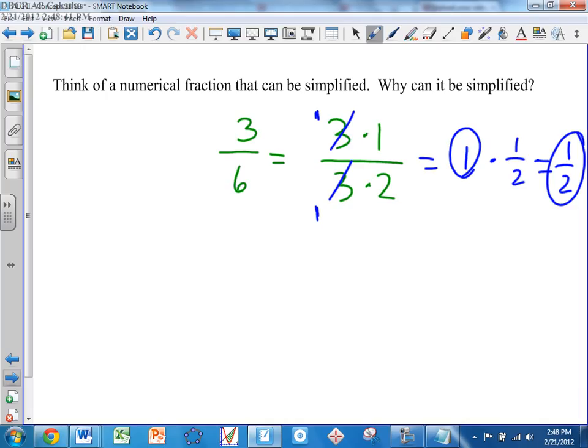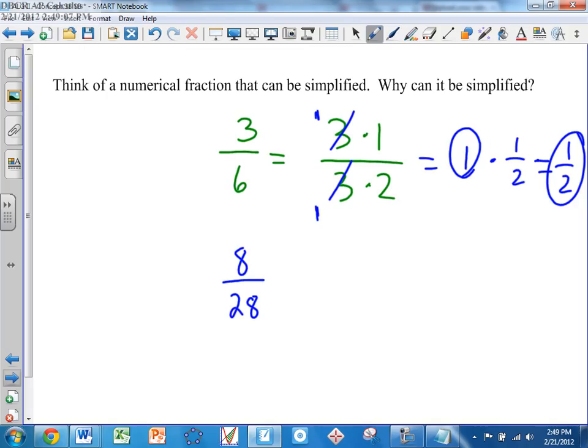Okay, this works for anything. What about 9 over... Nah, it's going to be a factor of 3 again. Let's try a different one. Let's try 8 over 28. 8 over 28. What can they both be reduced by factors of?